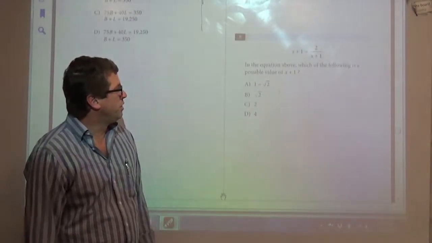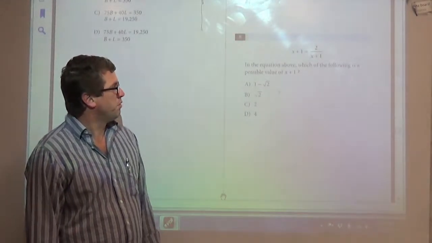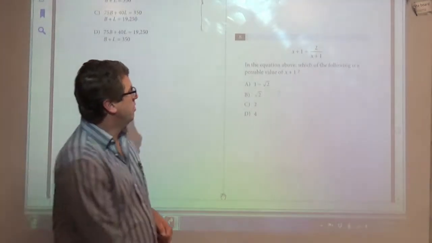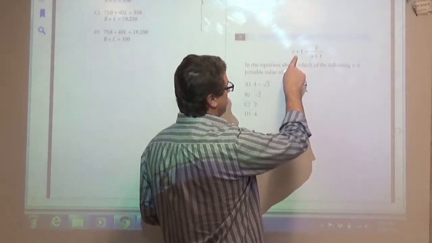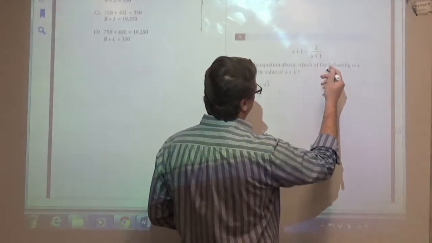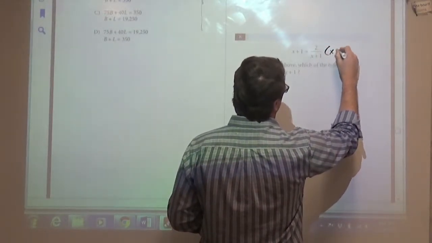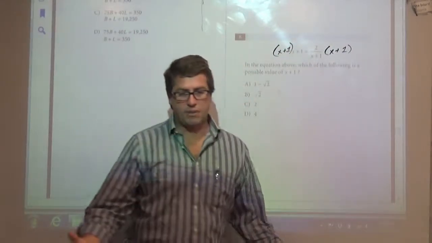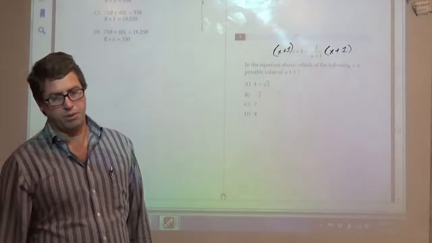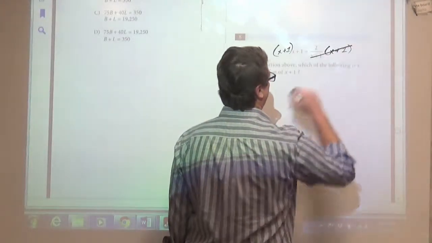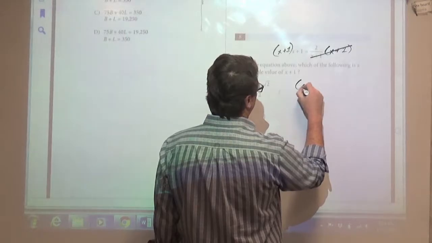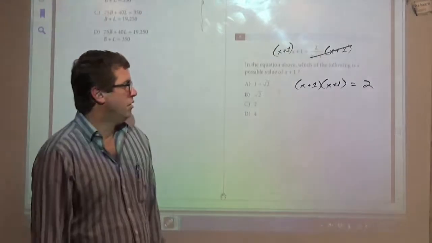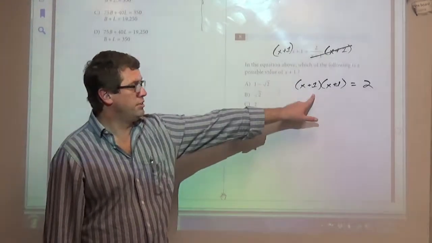In the equation above, which of the following is a possible value of x plus 1? So we've got x plus 1 down here, we've got x plus 1 over here. And multiply, and multiply. Anytime you have an ugly fraction, you can just multiply everything by the bottom to get rid of your ugly fraction. So x plus 1 equals 2. So really, I don't even need to solve this.